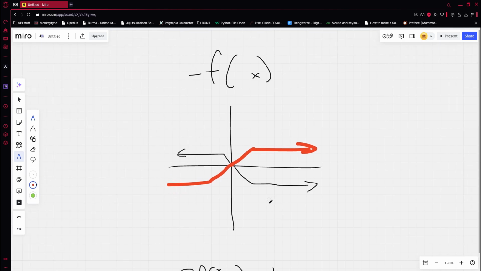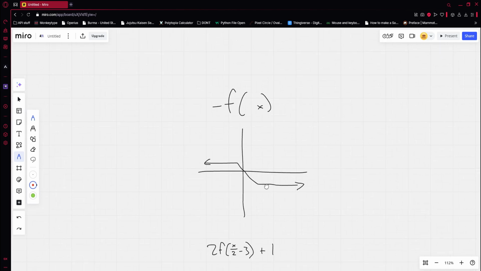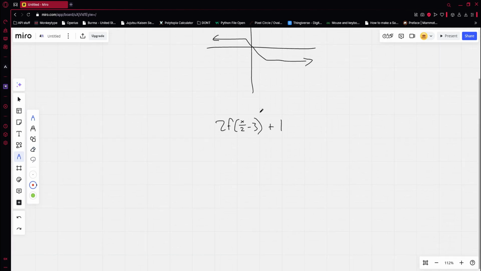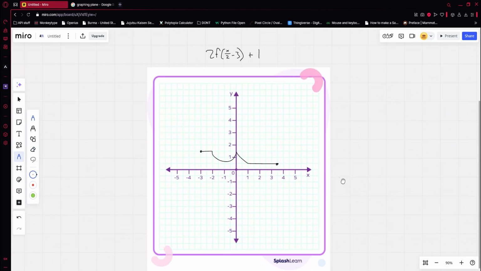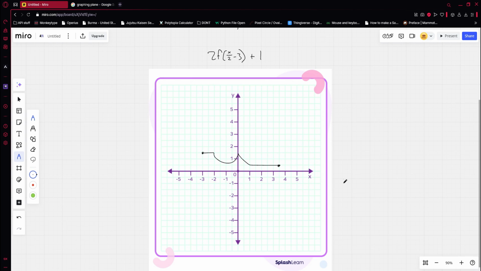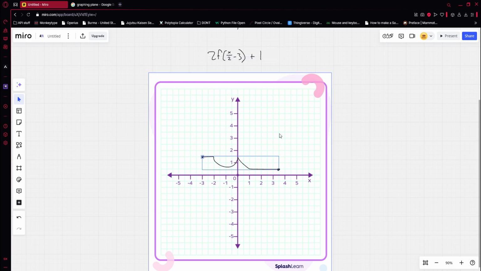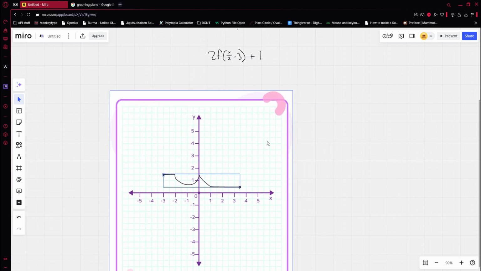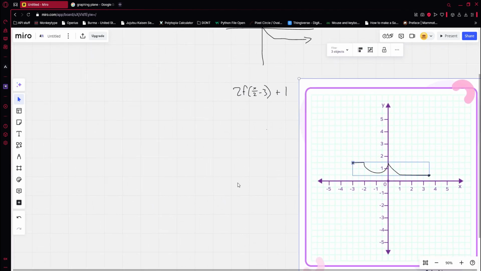Right? So that is how those work. And now I have an example here. First thing we're going to do, before we do any translations, is figure out what translations we actually need to do. So I'm just going to bring this aside.